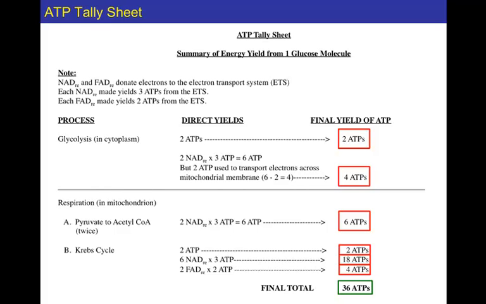In the case of those highly energy requiring cells that have figured out a way to get the electrons across the mitochondrial membrane for free, then we get an extra 2 ATPs for a total of 38 ATPs.